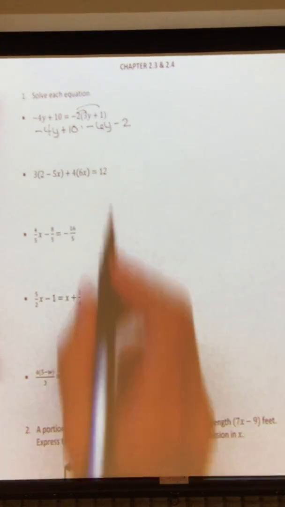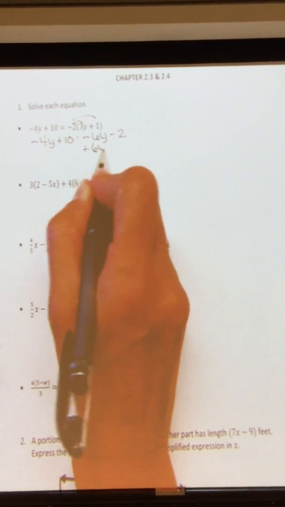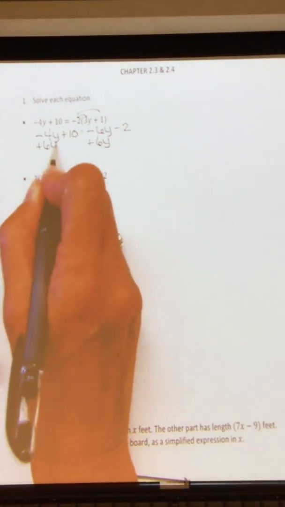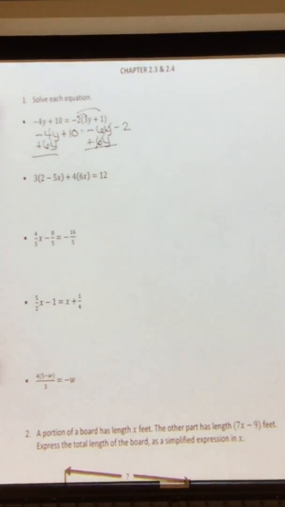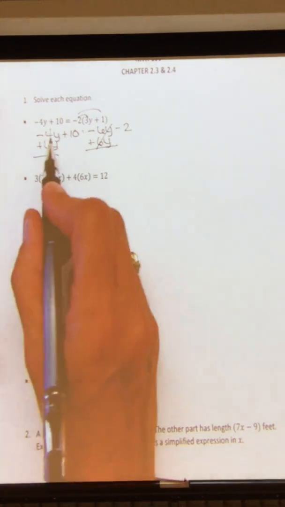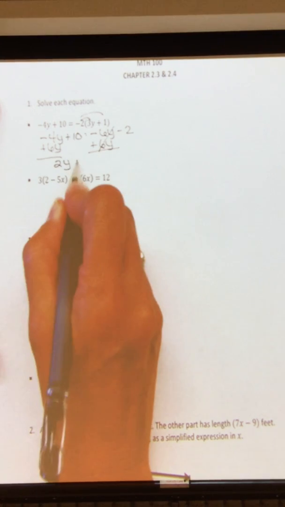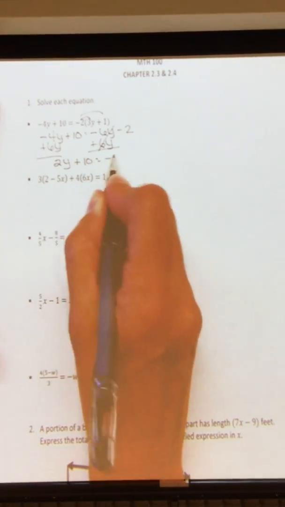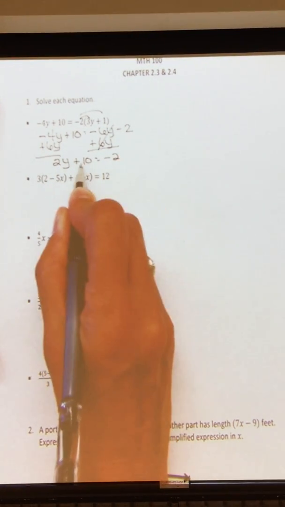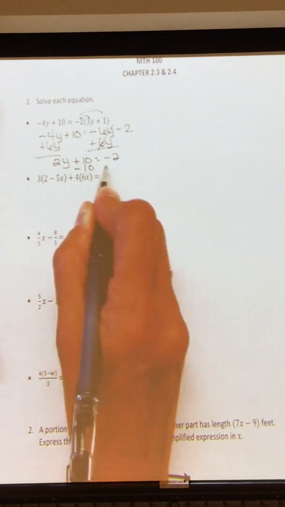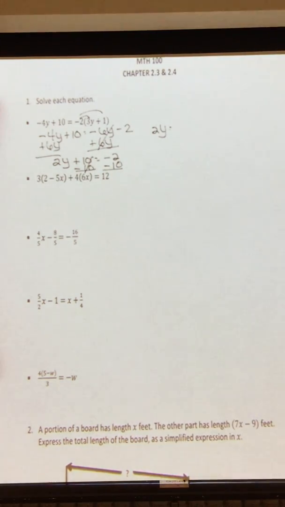So now let's combine like terms. Let's bring the 6y to the other side. So let's add 6y, which cancels the 6y. So you have negative 4y plus 6y, which is 2y, plus 10 equals negative 2. Combining the 10 with the 2, let's subtract 10 from both sides. So we have 2y is equal to negative 2 minus 10.